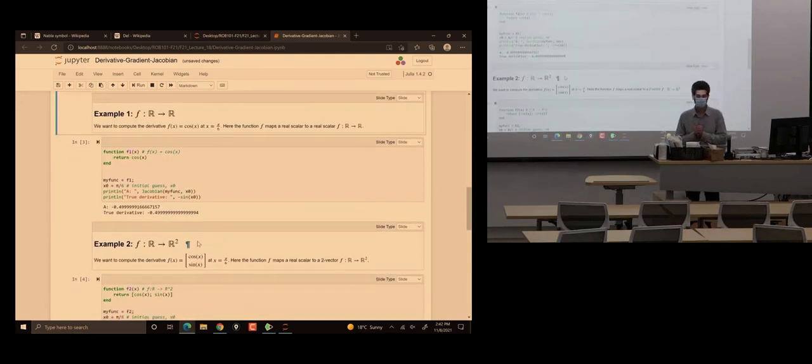So a simple example, my function is cosine of x. I want to evaluate its derivative at pi over 6.